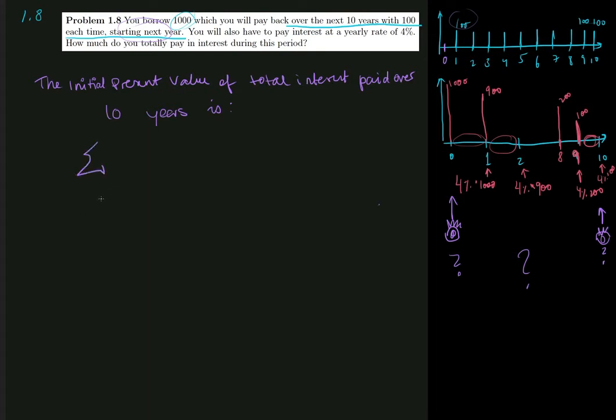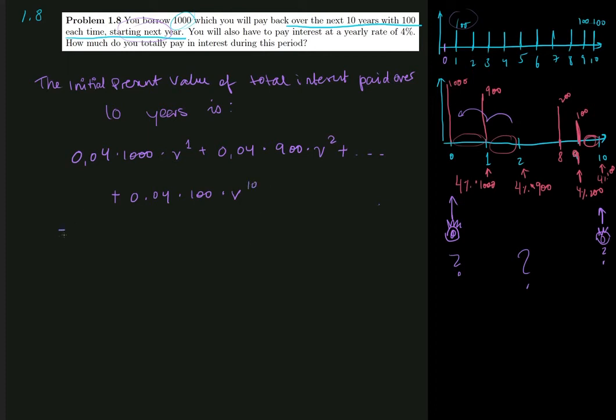given by 0.04 multiplied by 1,000, and then we discount that one period, so multiplied by v to the first, plus 0.04 multiplied by 900, which is discounted 2 time periods, so v to the second, and plus etc., etc., until we have the last interest payment, which is 0.04 multiplied by 100 multiplied by the discount factor for 10 years, like that.